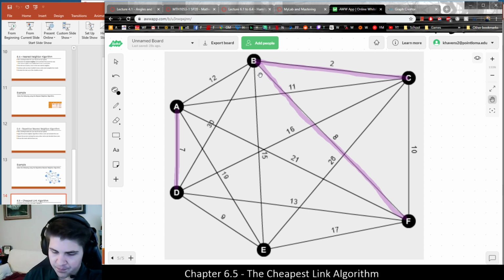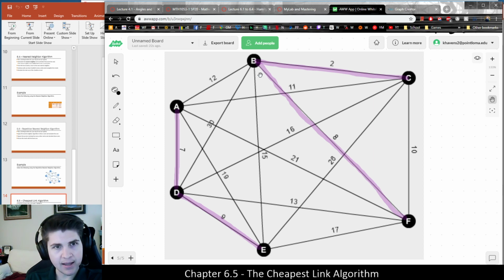Okay, so the next cheapest link on the graph is 9, so that's going to be my next choice. Also, notice that this answer looks somewhat familiar to the answers we were getting from the nearest neighbor algorithm. It's using a lot of the same edges because we're picking the cheapest ones. So it makes sense that there's a lot of overlap in these methods, but they're not necessarily going to give us the same answer. So 9 is next, still no problem.